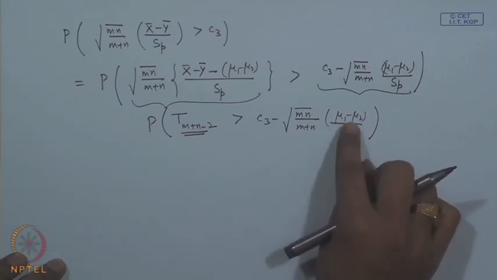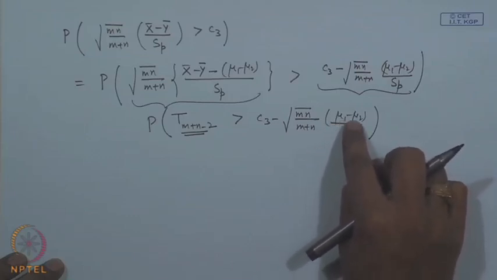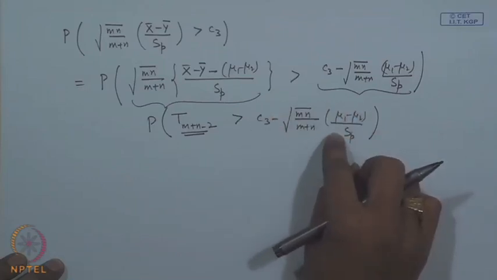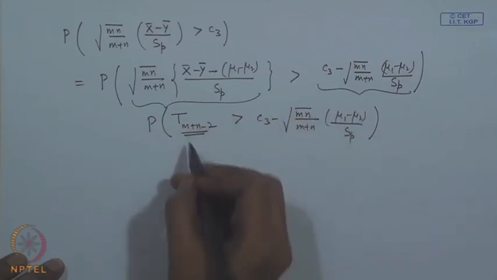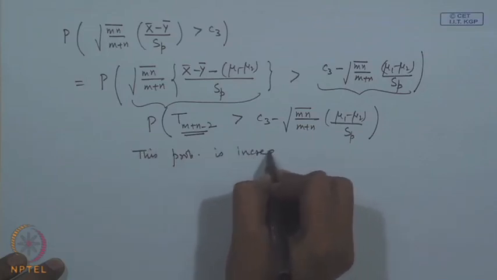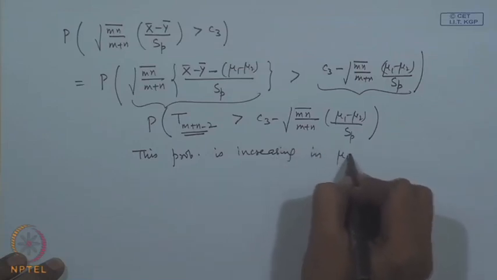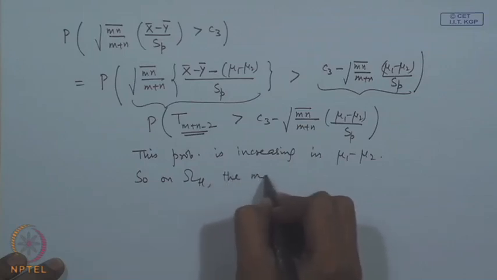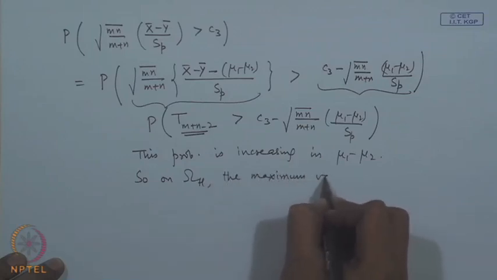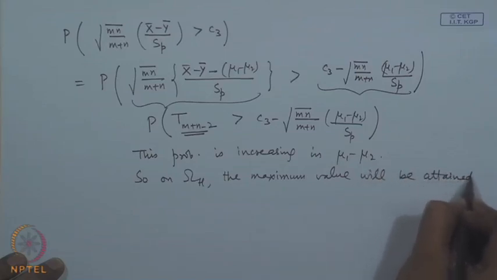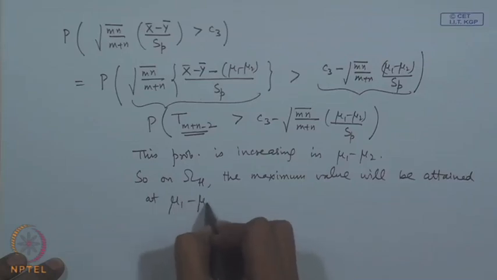Now, mu 1 minus mu 2 is less than or equal to 0. Actually, if I increase mu 1 minus mu 2, then this term will decrease. If this term decreases, this probability will increase. So, this probability is increasing in mu 1 minus mu 2. So, on omega h, the maximum value will be attained at mu 1 minus mu 2 equal to 0.